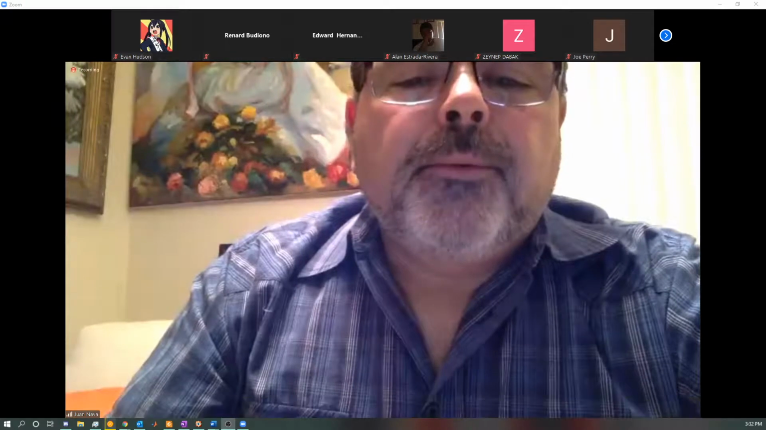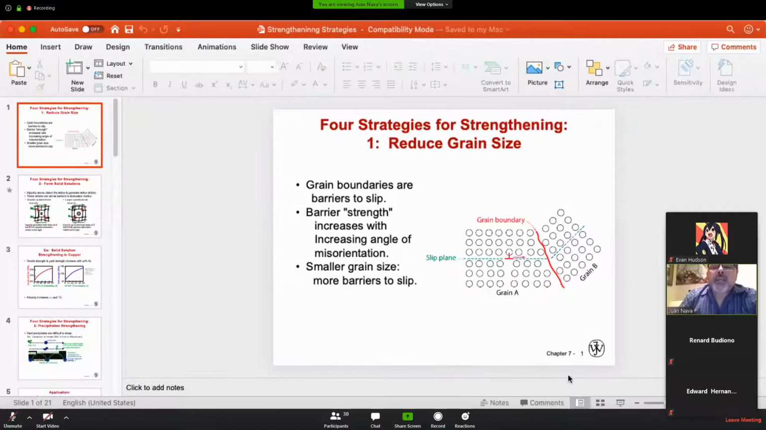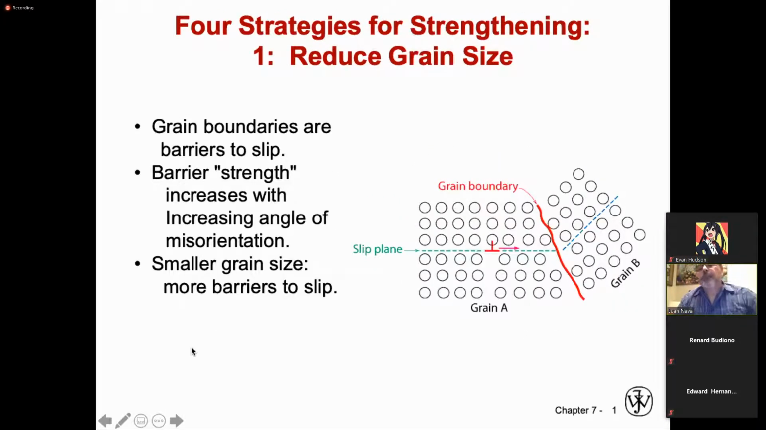We're going to stop and we're going to share again. So remember that I told you that the primary reason why materials are chosen is because of their level of strength. I say primary reason, meaning most of the time that is what actually decides what material you're going to use for a given application. So there are 4 different strategies that we can use to strengthen a material.